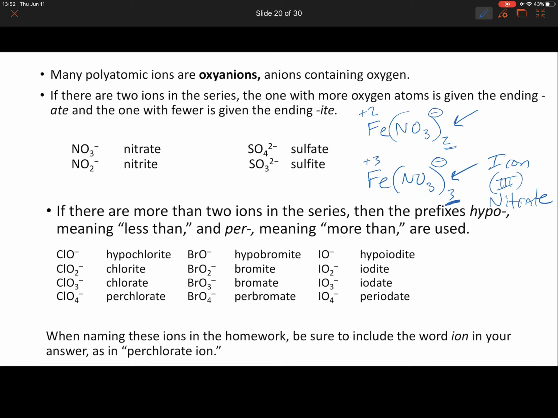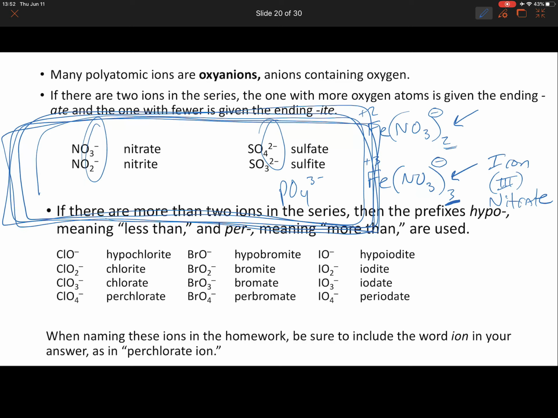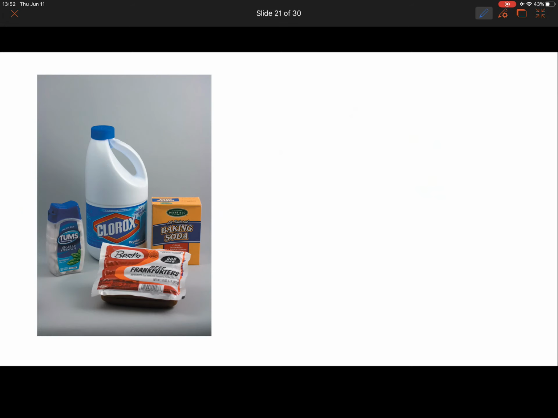Okay, notice that they're not always 1 minus. The sulfates are 2 minuses, right? So that's a difference. Phosphate is 3 minus. These are going to be important to know because we're going to pair these with hydrogens and make acids. And when we name the acids, the way we name them will depend on whether it's the ate or the ite. So that's coming.